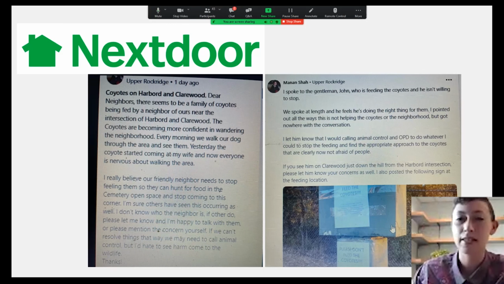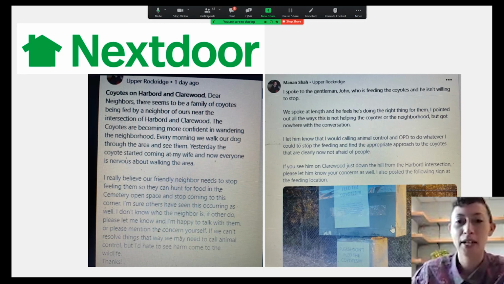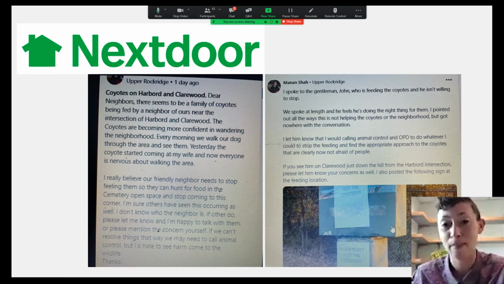And I included this interaction example from my old neighborhood in Oakland, where someone's saying, okay, there's a family of coyotes, it's being fed by somebody, and now they're starting to follow us down the street with our dogs, and they're getting bolder. And then they follow up and say, I approached the person who's feeding the coyotes, and he thinks he's doing the right thing, so he's not going to stop.